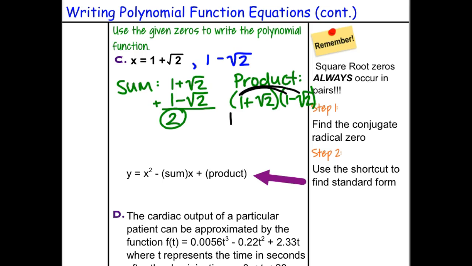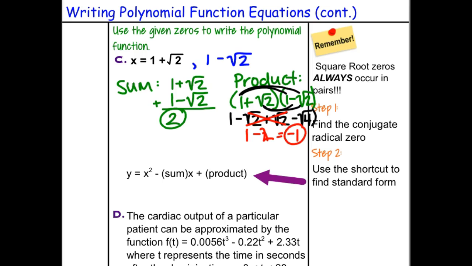1 times the negative square root of 2 is negative square root of 2. Square root of 2 times 1 is plus the square root of 2. And square root of 2 times negative square root of 2 is negative square root of 4. So now we're going to say, negative square root of 2 plus the square root of 2, that cancels. And minus the square root of 4, that's 2. So 1 minus 2, which is negative 1.